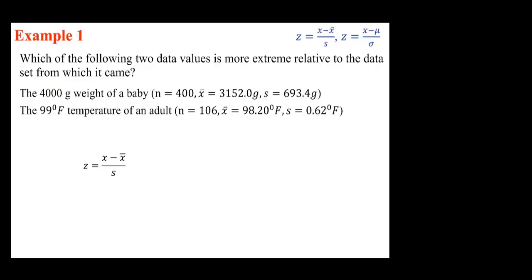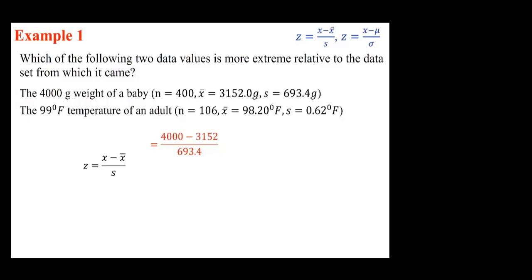So for the babies, you're going to put x minus x bar over s. You put in simply the numbers, and you end up with 4,000 grams minus 3152 divided by s, which is 693.4. Now, notice n is 400, but doesn't come into play. N is just a piece of information. It's important to know the sample size.